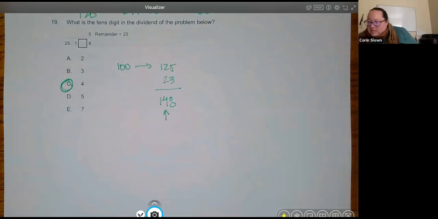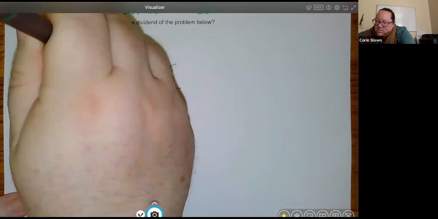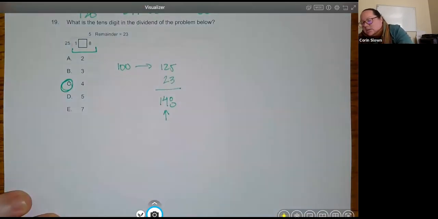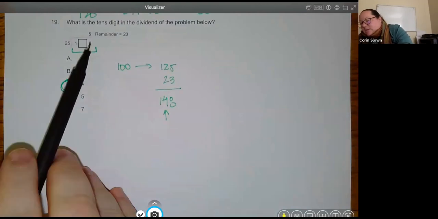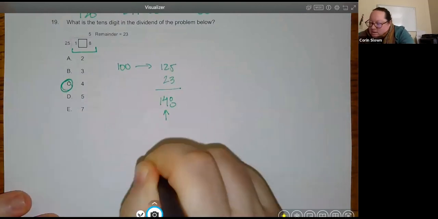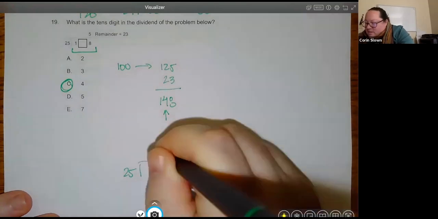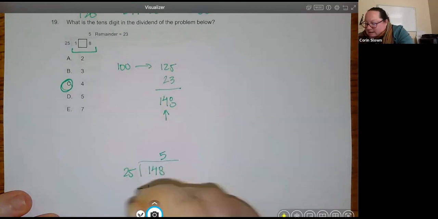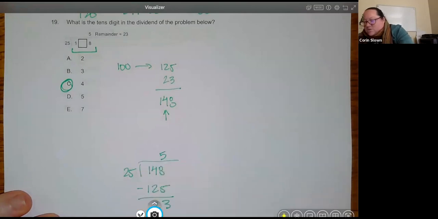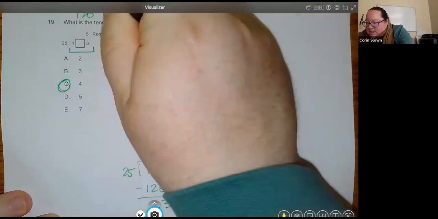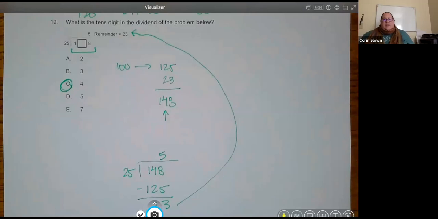So the dividend is referring to this number. The dividend is what's getting divided. So 25 into this number, and I can double check. So if I do 148 divided by 25, I know that 25 times 6 is 150. So that's too much. So instead, it would have to be 25 times 5. That's 125. If I subtract, that gives me 3 and 23. So 23 is my remainder, which checks so I know that I have the right answer. So the correct answer to 19 would be 4.